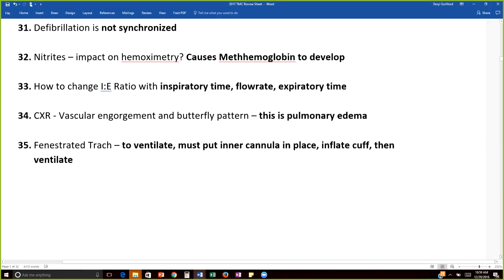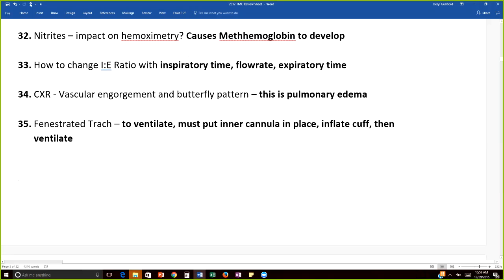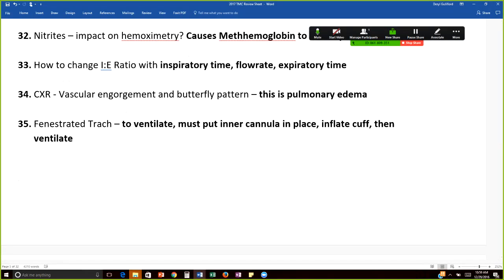This is a duplicate because the professor, frankly, is getting a little older and forgot. I already covered this, but it won't hurt you to hear it again. Nitrites cause methemoglobin to appear in the hem oximetry. And by the way, chocolate-colored blood.